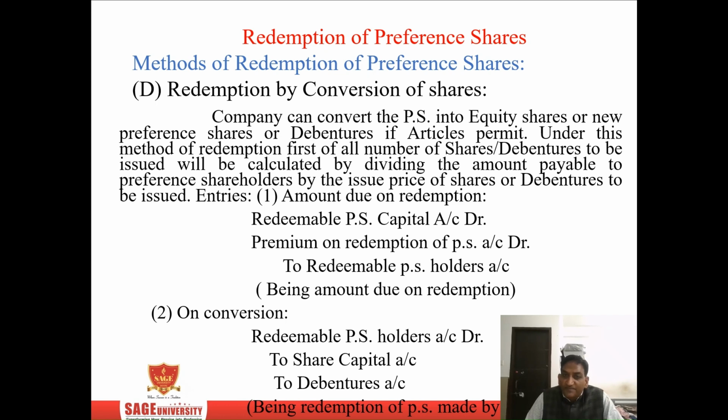The company may convert the preference shares into equity shares or new preference shares or debentures if the articles permit. In this case, the entry will be: due amount transferred to redeemable preference shareholder.